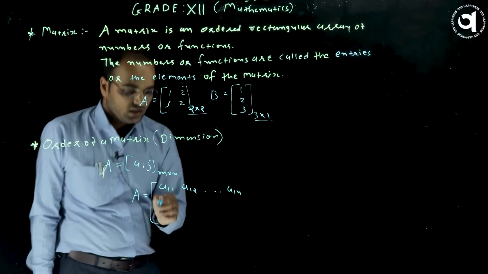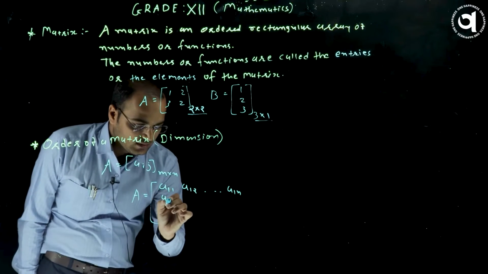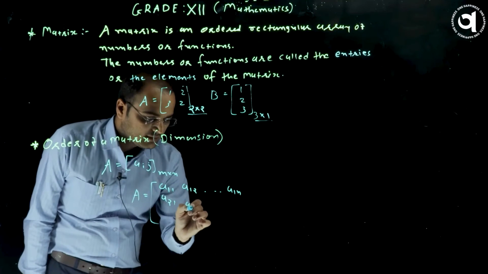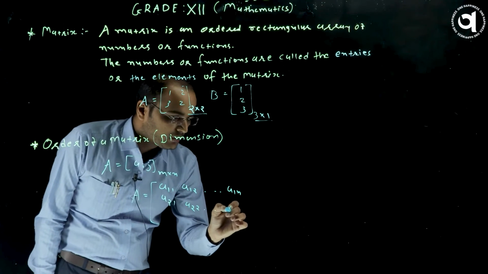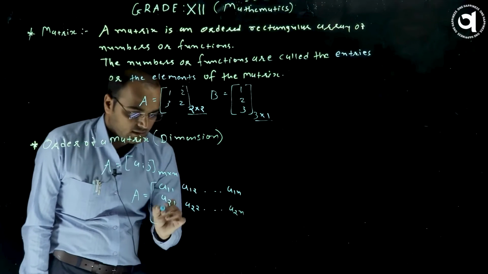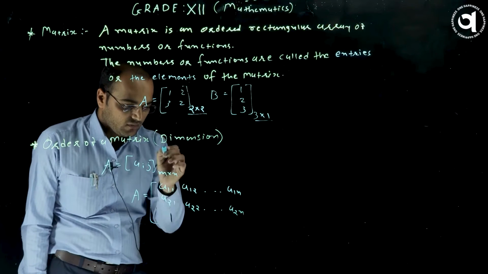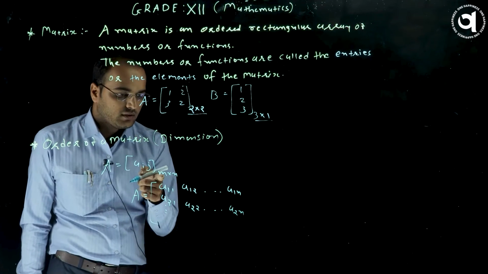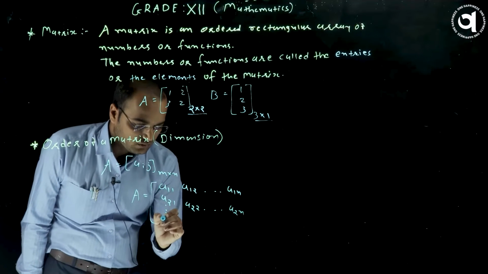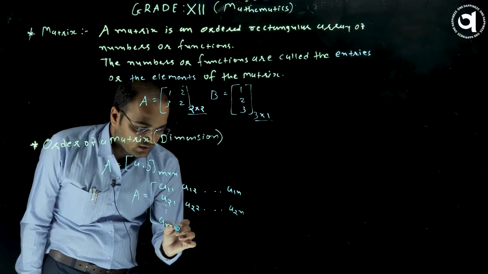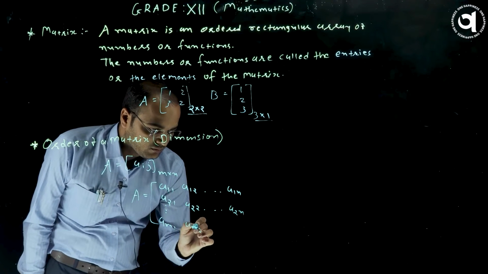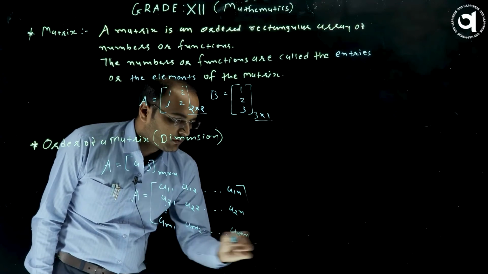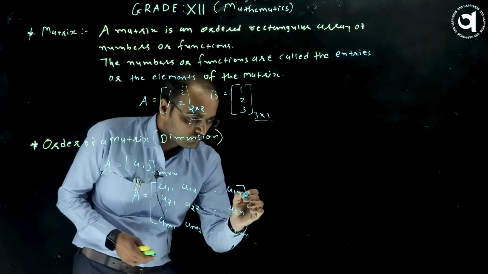Similarly, this place is second row and first column, this is second row and second column, up to a2n. So this is the first column, and how many rows are there? m rows: first row, second row, up to the mth row. am1, am2, up to what? amn.